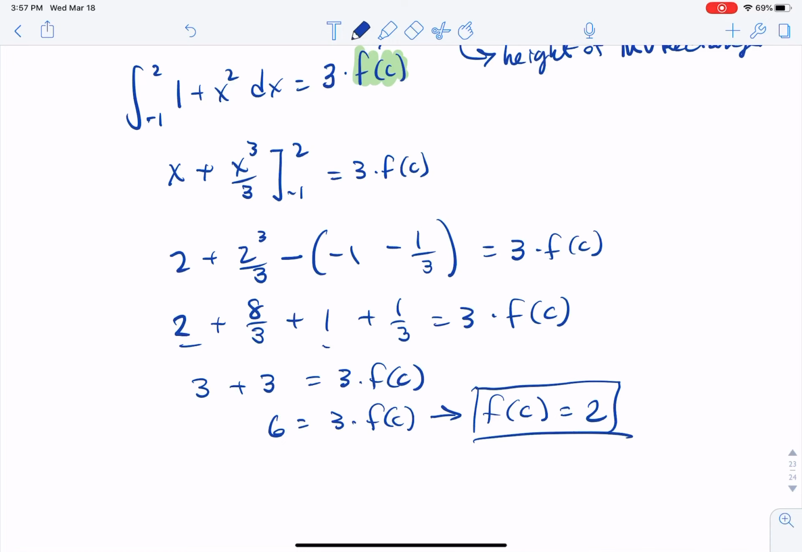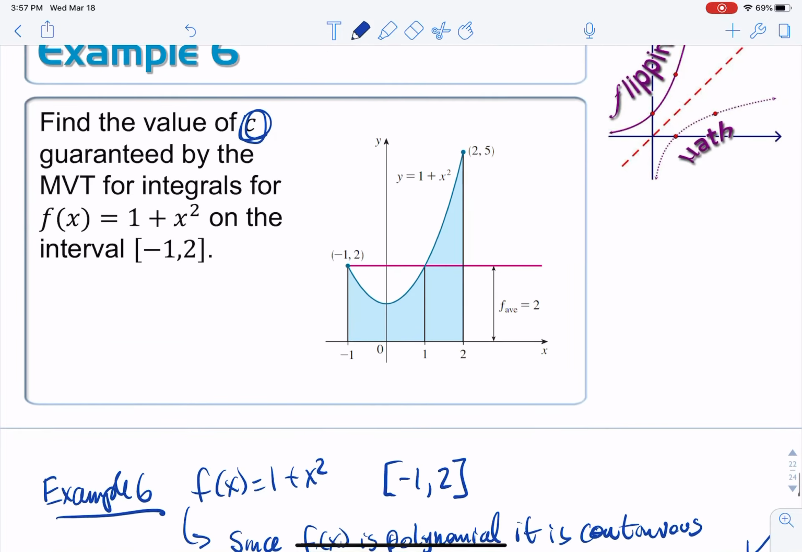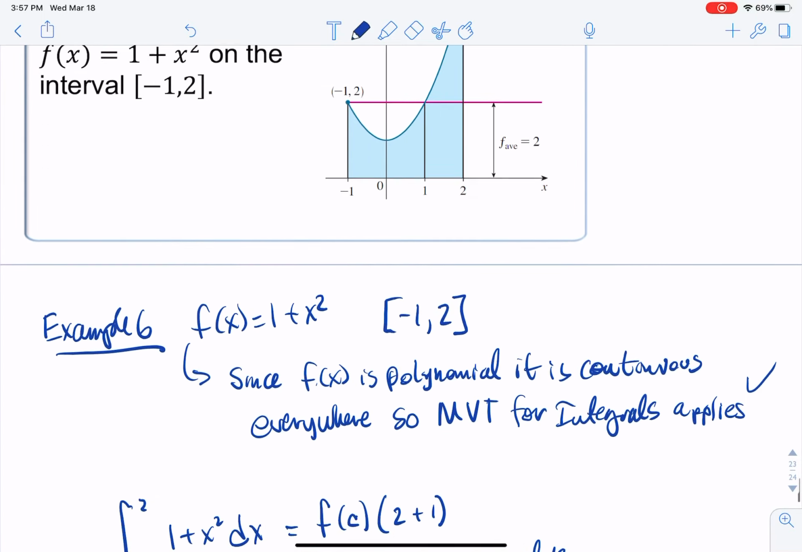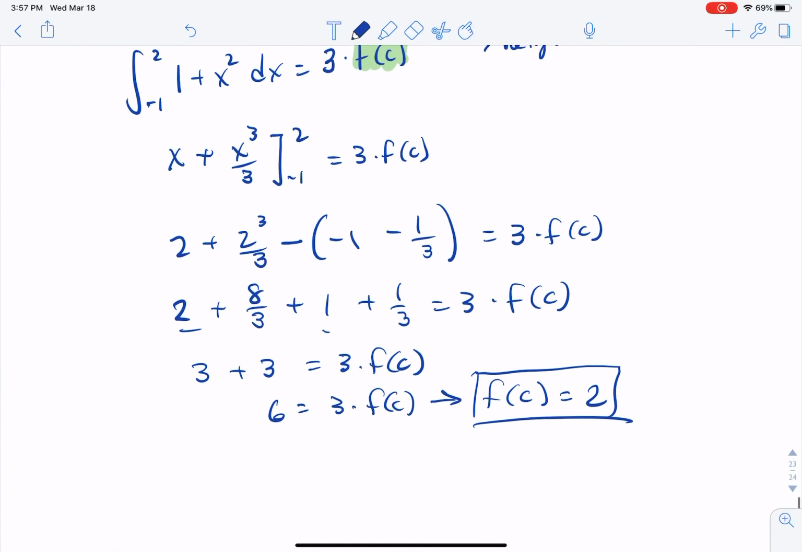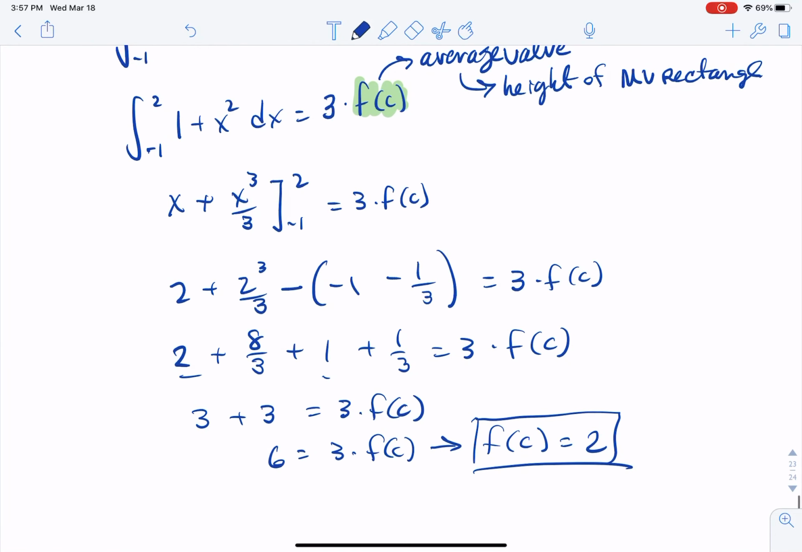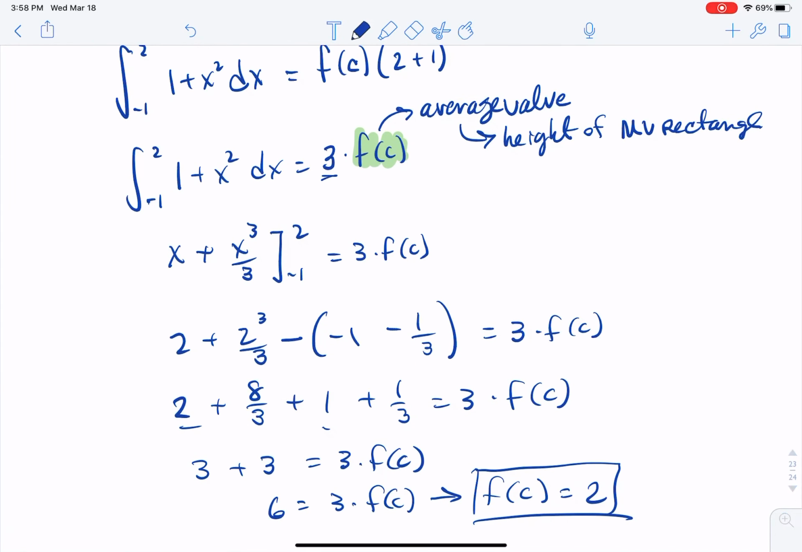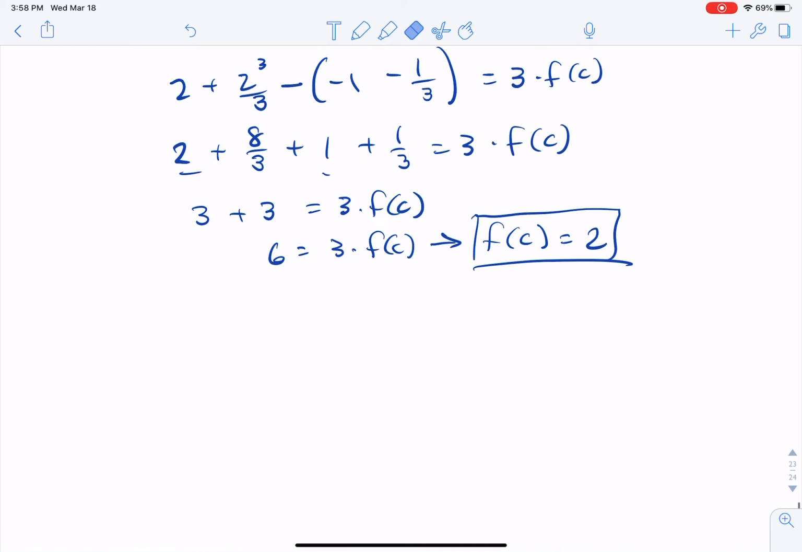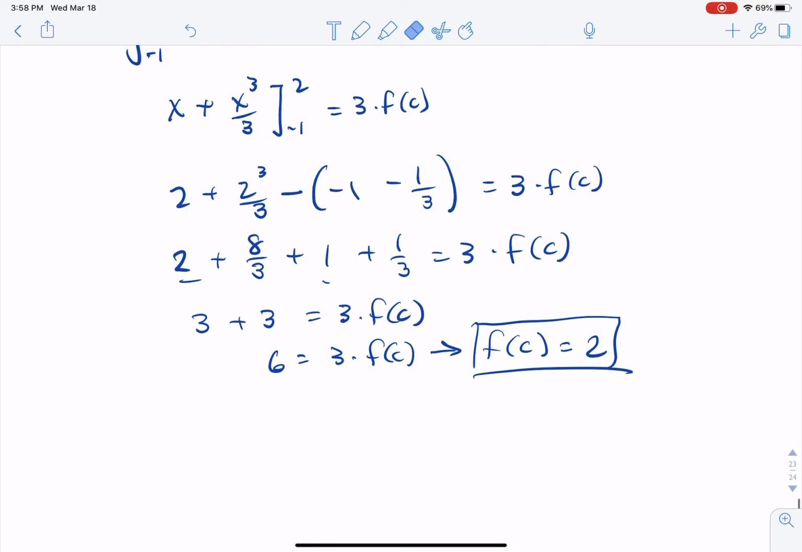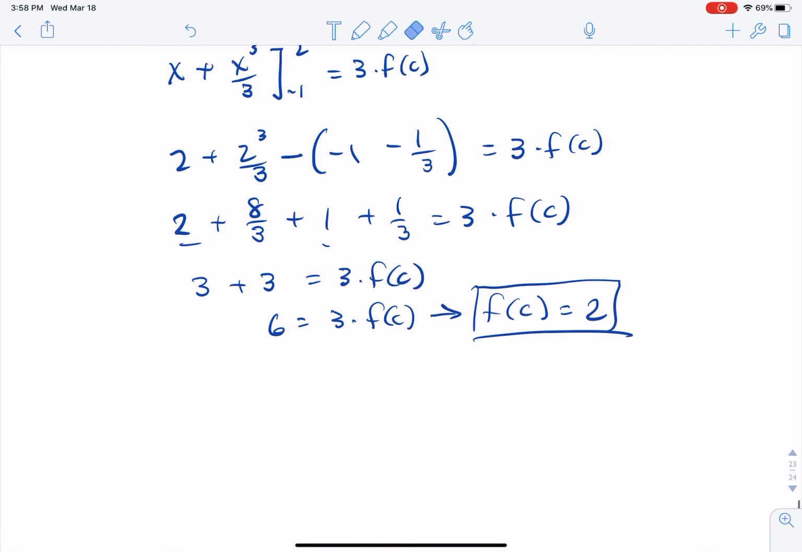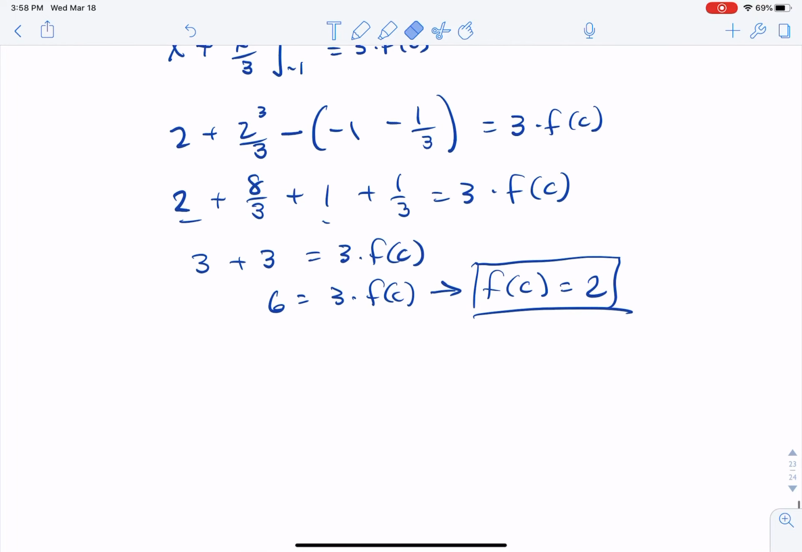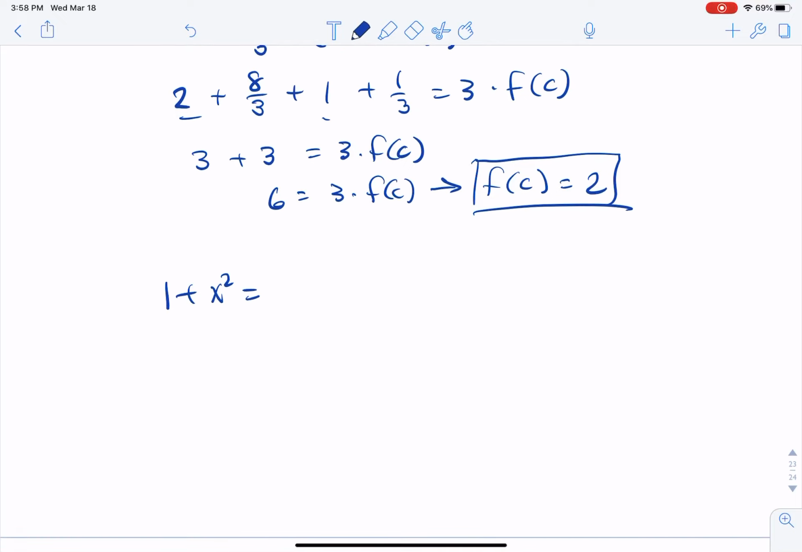Okay, is that the answer to the question? No, it says find the value of c that's guaranteed. So what we just found was the average value. That's another way to work this problem: instead of having this 3 on the right-hand side when we set this up, we could have just written 1/3 and found the average value. Then we'd be right here at the same exact position. Now we want to know where our function hits 2. In order to find that out, we set that equal to our function: the original function, 1 plus x squared, should be equal to 2 someplace.